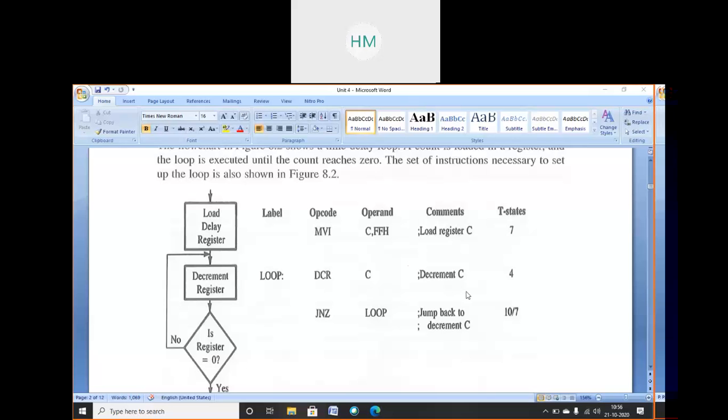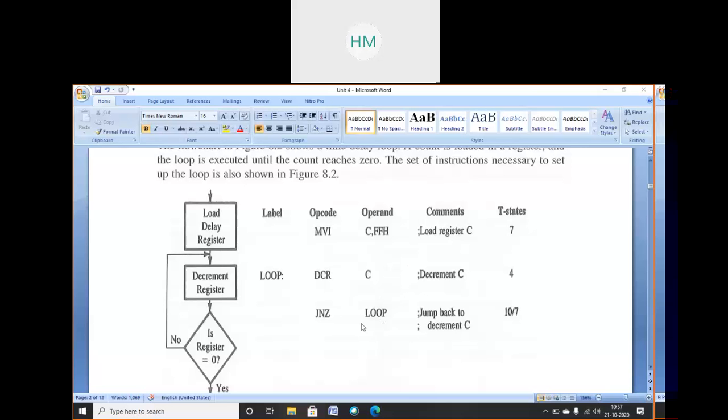Then I am decrementing. DCR requires 4 T states. Then what I will do, I will check the loop. So if a theory question is asked, you have to mention all these points very clearly. Then JNZ loop. Jump if not 0. Jump if not 0 as I'm decrementing the counter. जैसे ही 0 आएगा, it will come out of the loop and it will execute the main program. So this is my subroutine. So if not, it will go again back to DCR C.